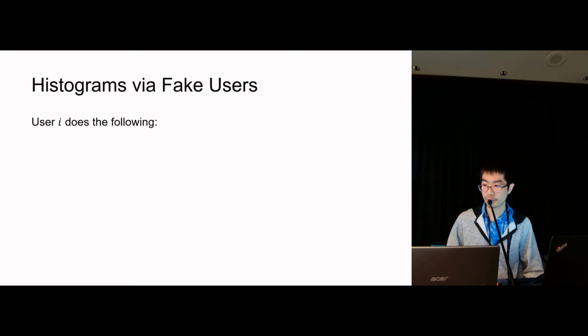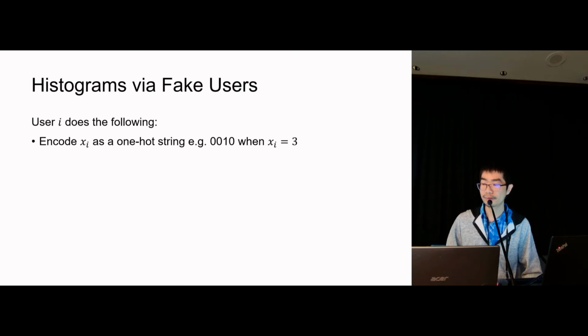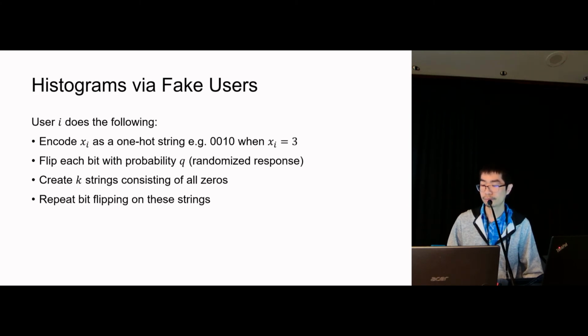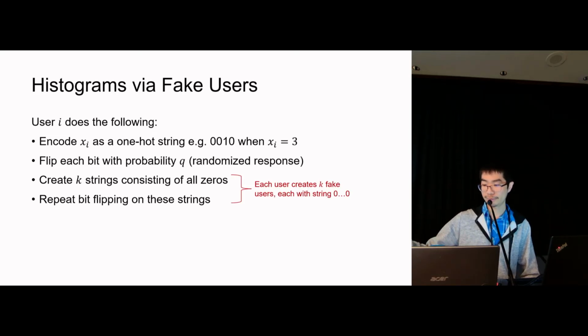In our protocol, each user will do the following. They'll encode their value as a one-hot string. The position of 1 is their value. Then they flip each bit with a small probability. In the local privacy literature, that's called randomized response. The next step is to construct extra strings of all zeros, and then repeat the bit flipping procedure. In other words, each user makes k fake users who each have a 0 string, and then we just apply the randomized response to all strings.